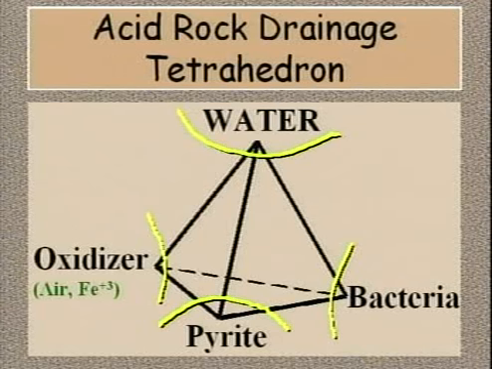But of the four ARD components in the tetrahedron to target, the easiest to address is probably water exclusion. That's why the word water is highlighted here. Oxidizers are a little bit more difficult to control, and pyrite, being the keystone of ARD formation, is fixed by the geology of the site, as Ginger and everybody else on the team has talked about earlier. And controlling bacteria is possible, but it's really only a temporary fix.